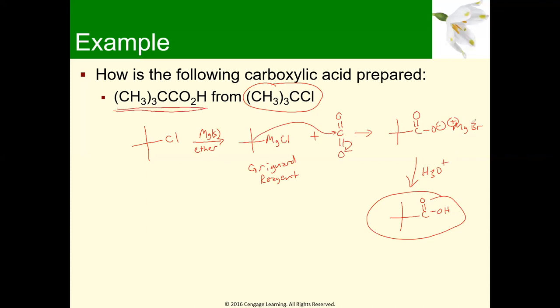Yes, that is true. I guess it's kind of good that I made that mistake, because remember that these Grignard reagents can be made with chlorine or bromine. In this case, it was chlorine. I should have caught that. Thank you.